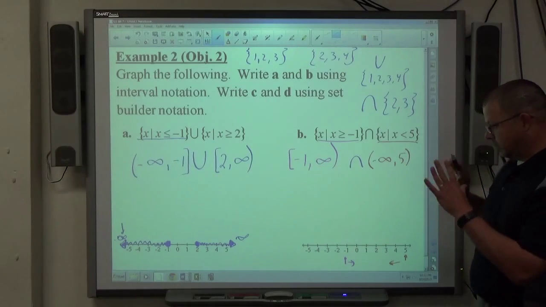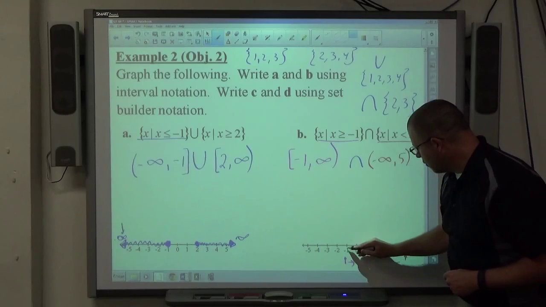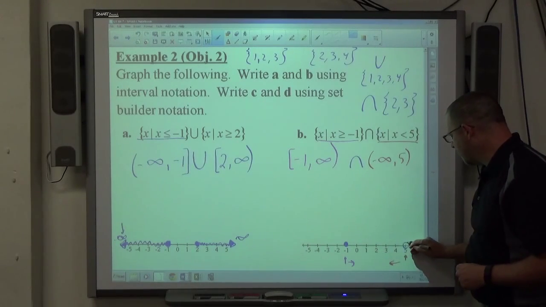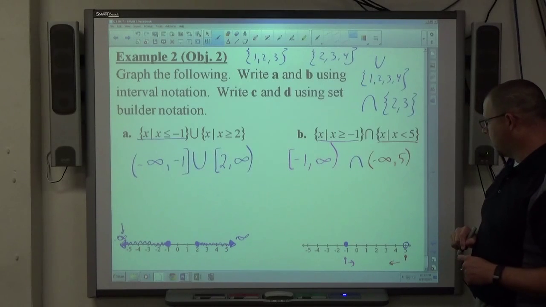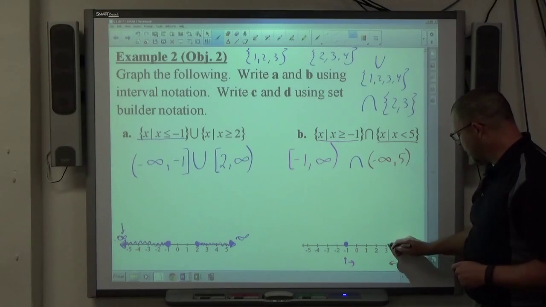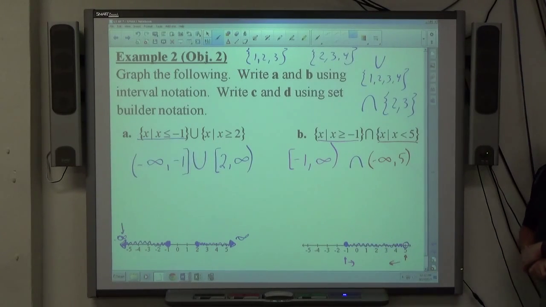So we still have to put open and closed circles properly. I'm going to put a closed circle at -1 because it's included in both sets. Open circle at 5 because it only belongs to the purple one, not the red one. Then we're going to shade in between, because that's the part where they overlap. So the intersection would just be those.